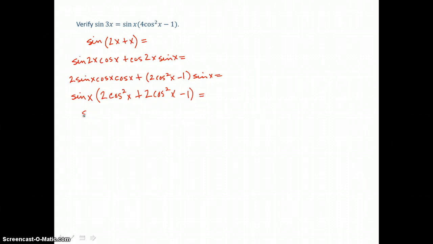And now simplifying inside parentheses, I can add 2 cosine squared x to 2 cosine squared x and get 4 cosine squared x altogether minus 1. And that's what we needed to show, that the left-hand side could be simplified to sine x times the quantity 4 cosine squared x minus 1. So therefore, the left-hand side does equal the right-hand side.